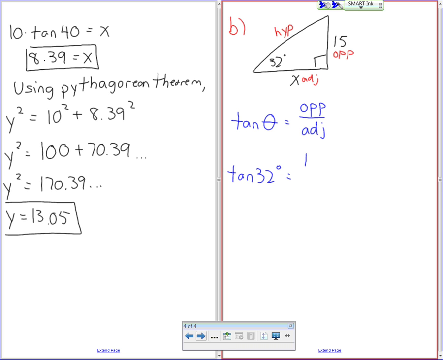So what happened yesterday when you guys were working this? A lot of people just said, well, it's got to be x over 15, which it doesn't. That's why I want you to actually write this opposite over adjacent thing, rather than just saying it's got to be x over 15. And here's the tricky part. I want to solve for x. I don't like that x in the denominator. Can someone find a way to move the x to the numerator, please?